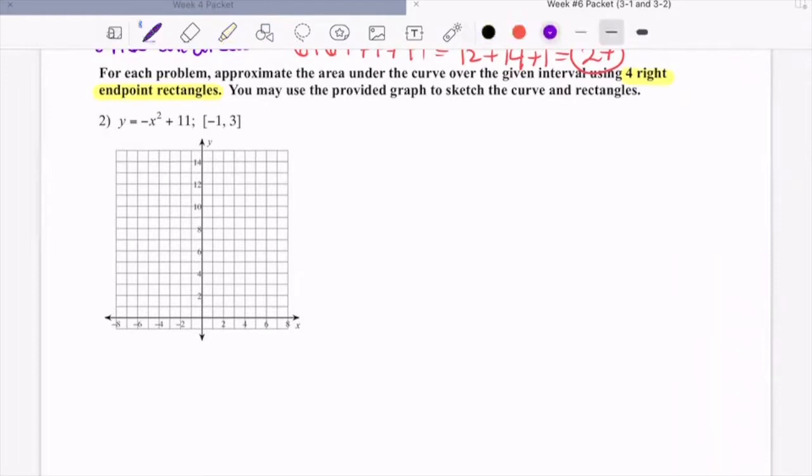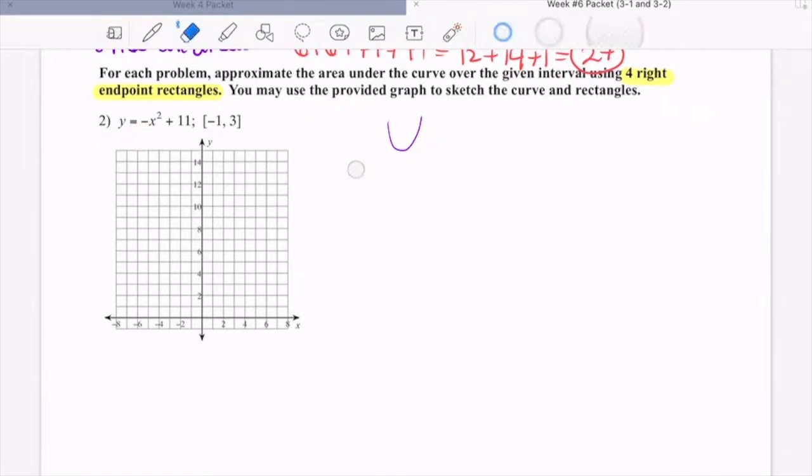So to get started here, let's go ahead and just sketch what the curve of this function looks like. So we see that our x term is squared. So that means we have a quadratic function here. So our curve looks like a parabola, like this. And now can we tell if our parabola is facing up or down? Given this negative out front of the x squared, we know that we are facing down.